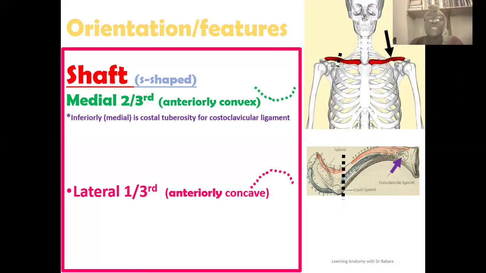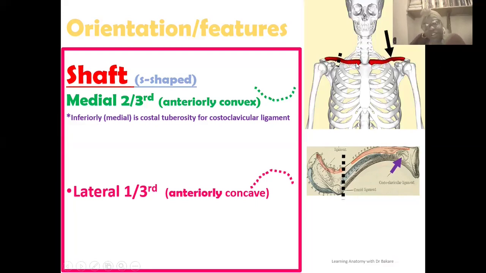If you try to break down the name costo and clavicular, it means a ligament that connects the rib, which is the costal, to the clavicle. So you see this ligament connecting the first rib to the inferior border of the clavicle. So let's try and use this upper image to describe more of how this ligament runs. Remember, this is the medial 2/3 of the clavicle.